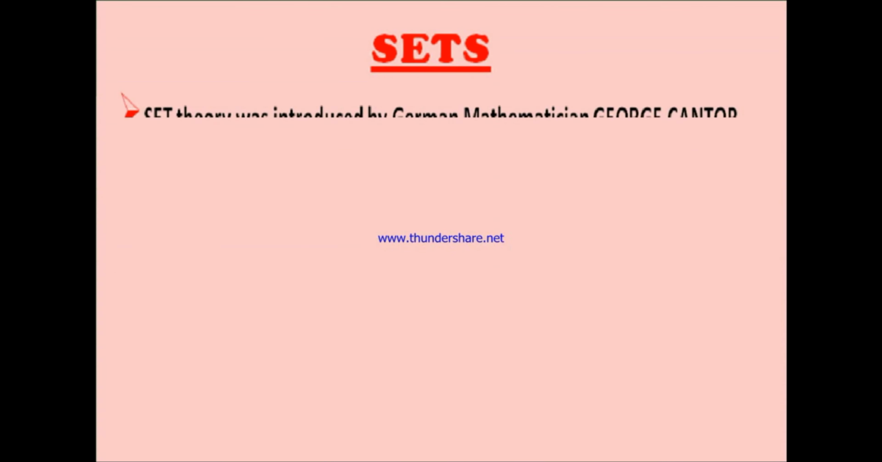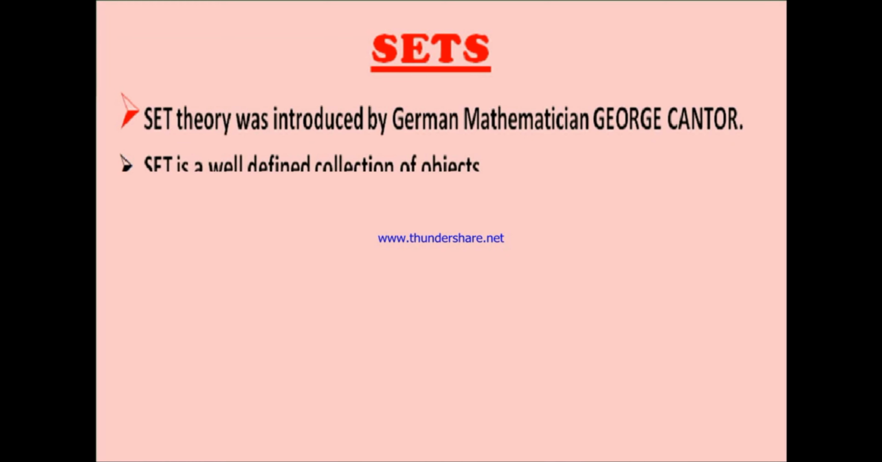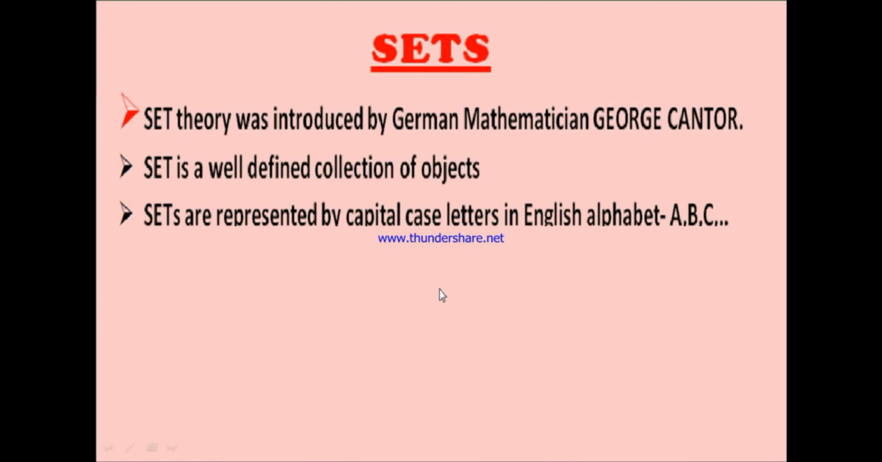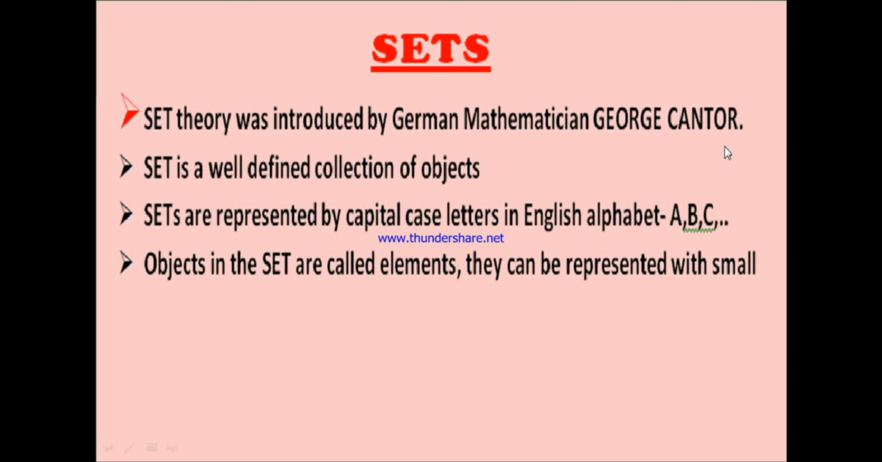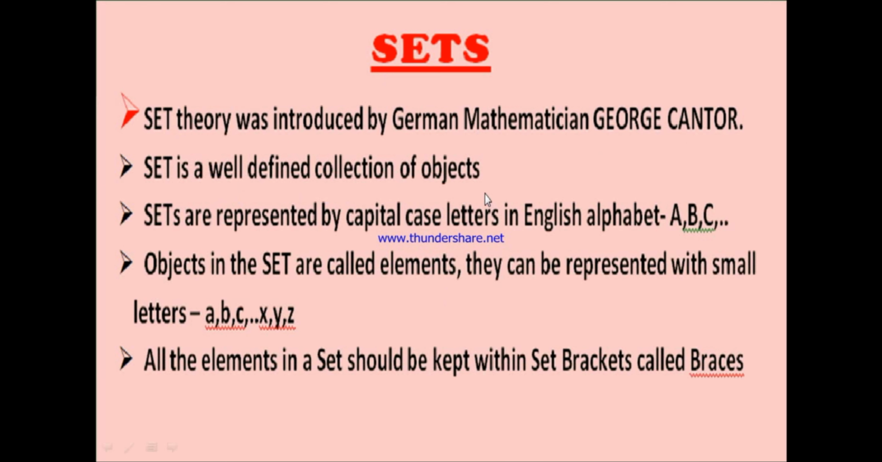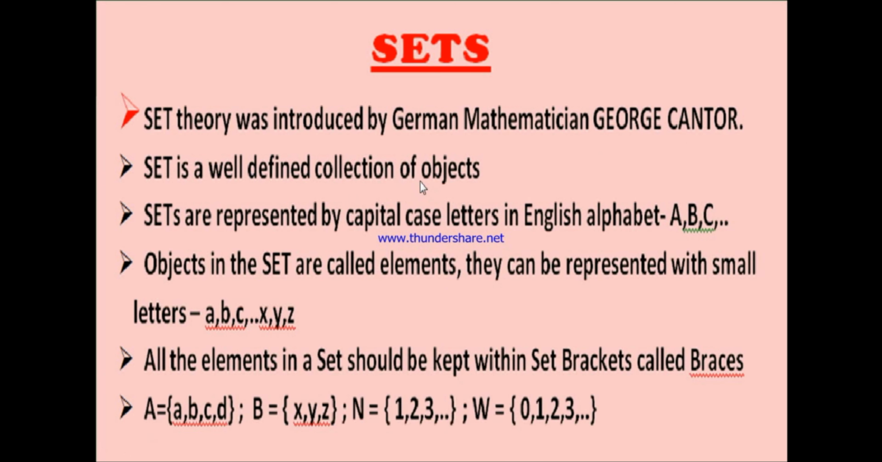Now, a synopsis, introduction to sets. Set theory was introduced by a German mathematician, Georg Cantor. A set is a well-defined collection of objects. A well-defined collection of objects is called a set. Sets are represented by capital letters or uppercase letters of the English alphabet, like capital A, capital B, capital C, capital X, capital Y, capital Z, and so on. Such letters are used to represent sets.